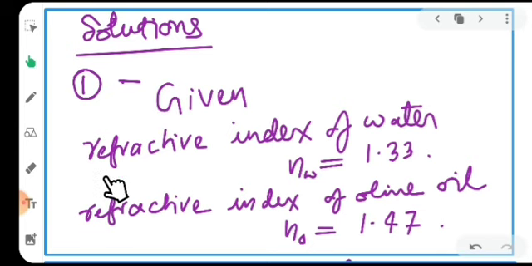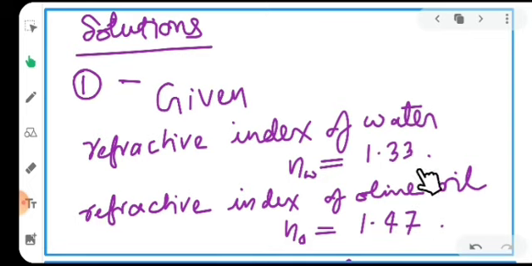In the question, we are provided with the absolute refractive index of water, which I denote by N subscript W, where W stands for water. The refractive index of water is 1.33. And we have the refractive index of olive oil, N subscript O, where O stands for olive oil, which was 1.47.